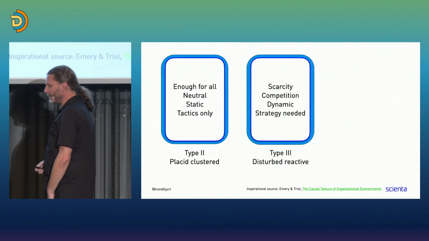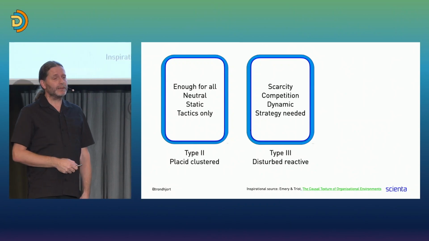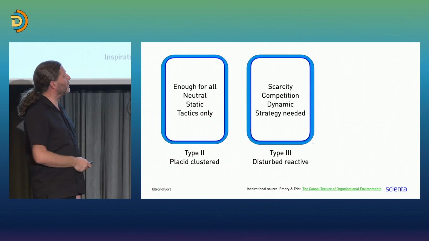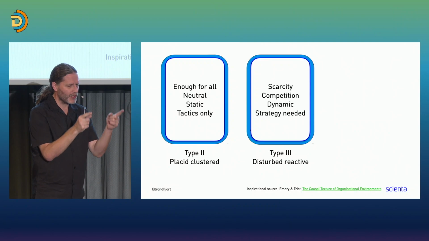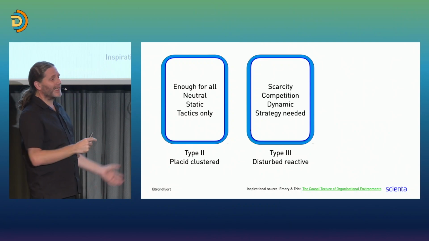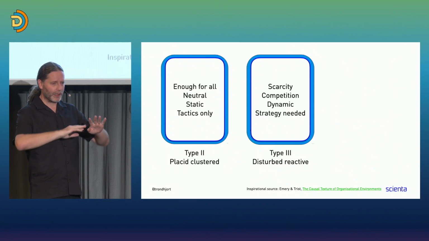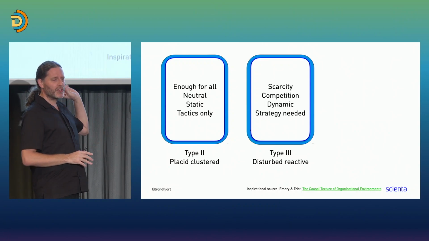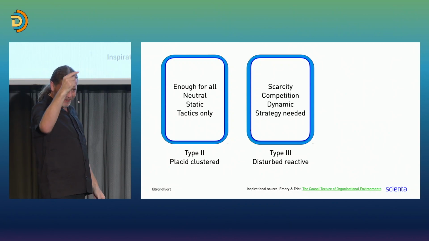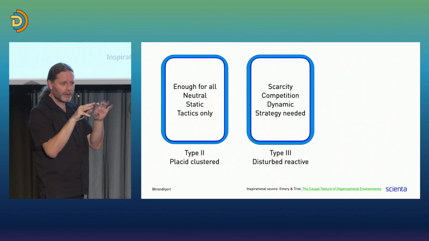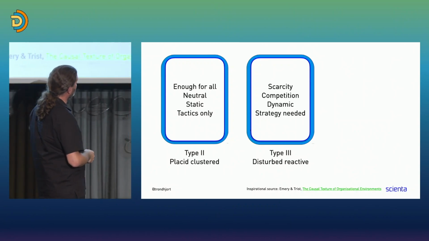And then you have type 3, which is an interesting change here. Suddenly there is scarcity. There's not enough for everybody. And competition comes from that, right? Because everybody wants to fight for the same resource or whatever it is. And it's dynamic because it changes, because the competition changes the environment, and everything is in flux. So you need to be strategic. You know what I know, and you know what I know, and back and forth, right? So you need to be smart in order to get ahead. That's type 3, called disturbed reactive.